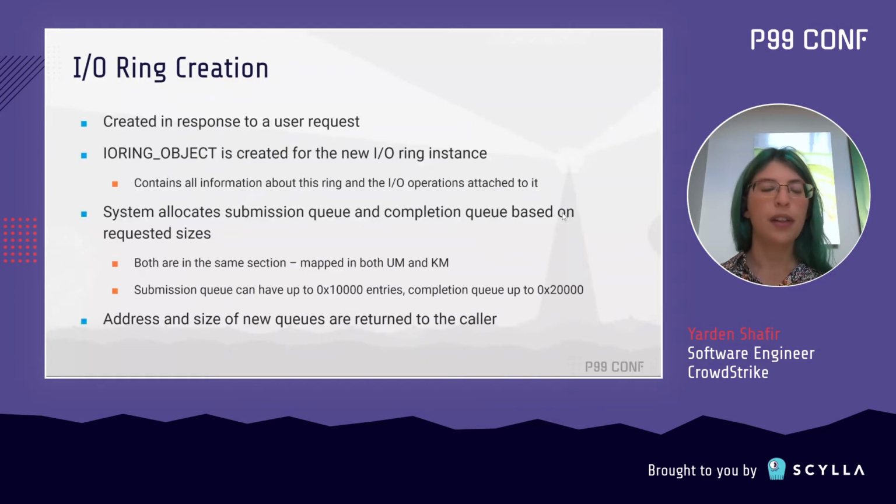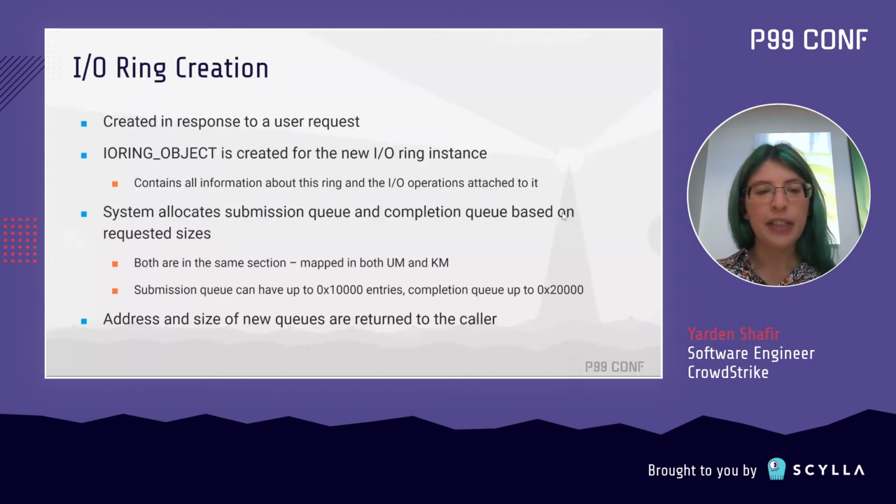So by the time the creation API returns, your application doesn't need to do anything to finish setting up the I/O ring. Everything is already set up. Both queues are allocated based on the size that you requested, and they're mapped to user mode, so you can just start using them without doing anything else.